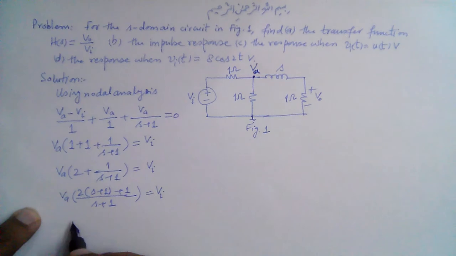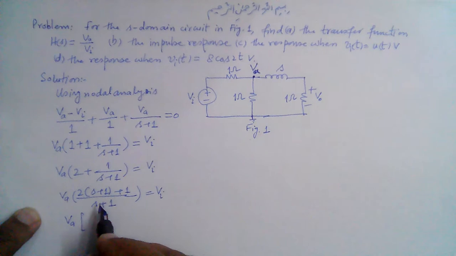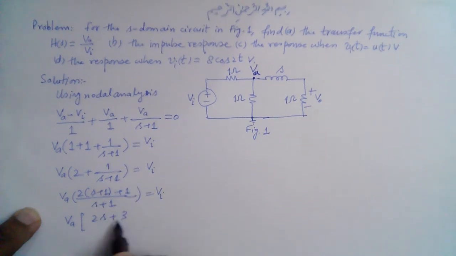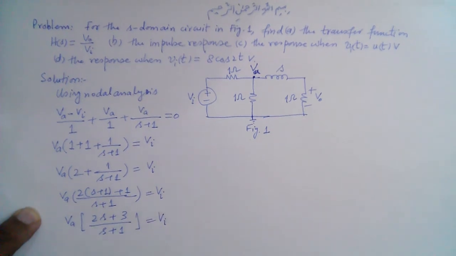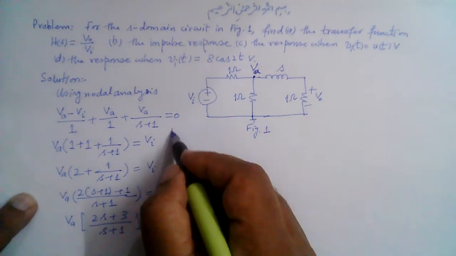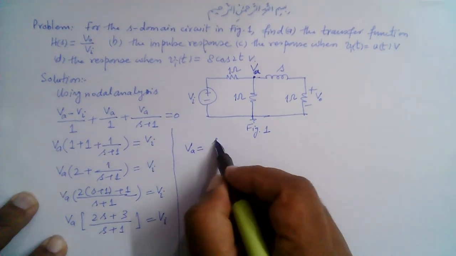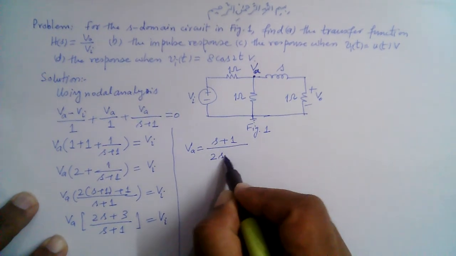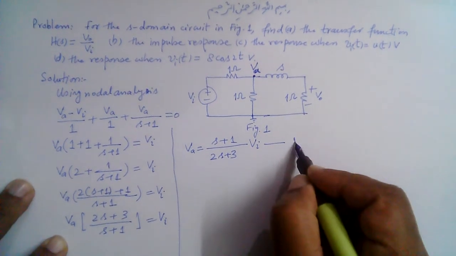So that is Va times 2s plus 2 plus 1, that is 3, divided by s plus 1, is equal to Vi, right? So Va is equal to s plus 1 divided by 2s plus 3 times Vi. So let's call this equation number 1.